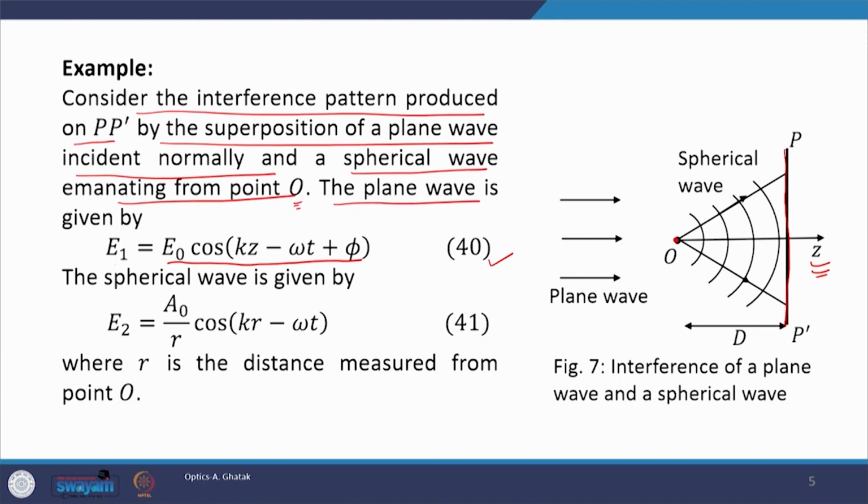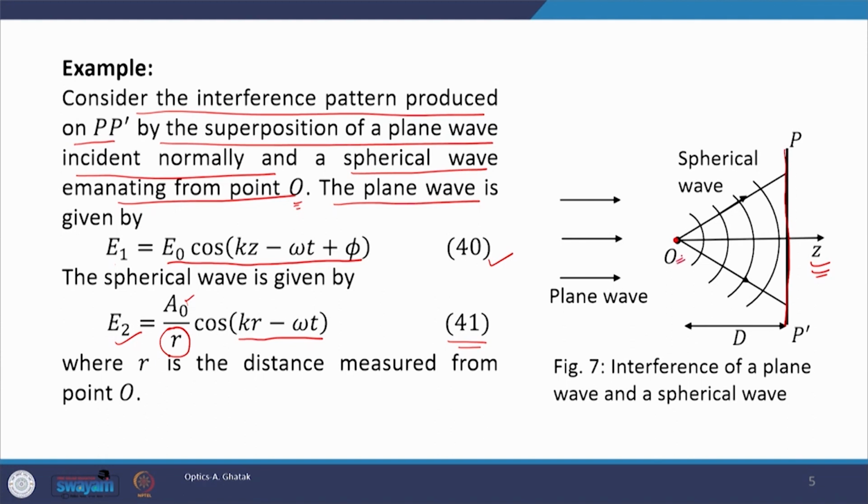Once the expression of the plane wave is known, our next target is to find the expression for a spherical wave. We have already studied the spherical wave, and the expression for its electric field is given by equation number 41. Here you see that in the denominator we have r. A naught is the amplitude of the wave, r is in the denominator, and in the phase part we have k r minus omega t. It is not k z, but k r now, because a spherical wave propagates in all possible directions. Here, r is measured from the origin or source O.